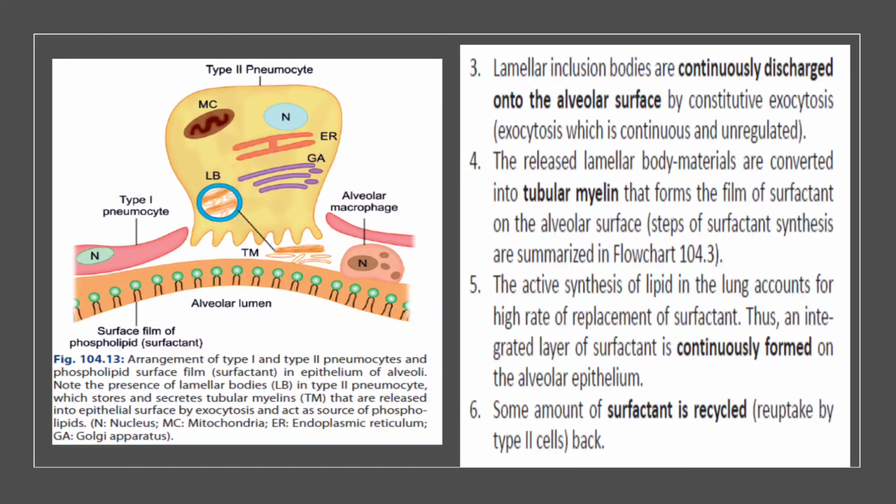Now, the released lamellar body materials will be converted into tubular myelin that forms the film of surfactant on the alveolar surface. Okay, and the active synthesis of lipid in the lung accounts for the high rate of replacement of surfactant. Thus, an integrated layer of surfactant is continuously formed in the alveolar epithelium. Some amount of surfactant is recycled or reuptaken by the type 2 cells.